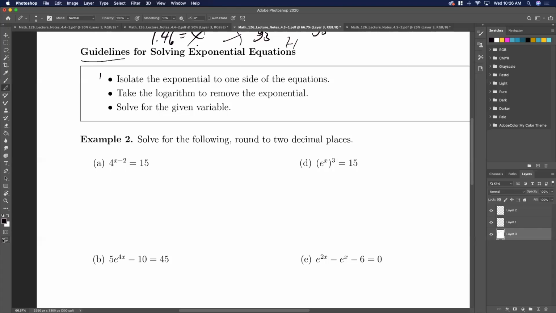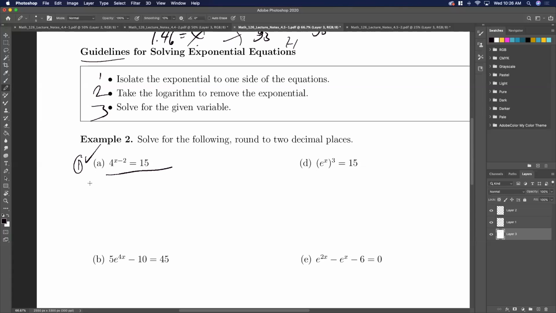So the first thing you want to do is isolate the exponent to one side of the equation. 2, take the log of both sides. And then 3, solve for the given variable. So let me explain what that kind of looks like on a couple of these. All right, so here, have we isolated the exponent to one side or the other? Yeah, so 1's already done for us. 2, we're going to take a log to remove the exponential.